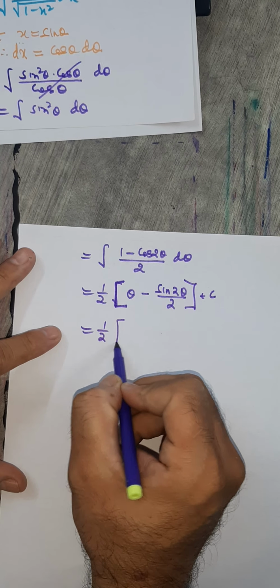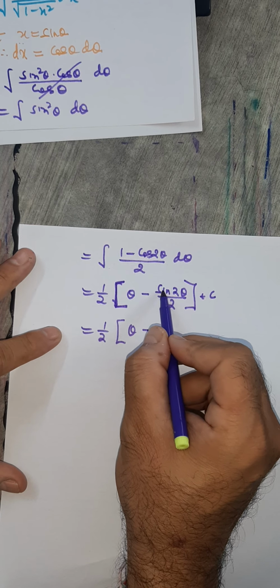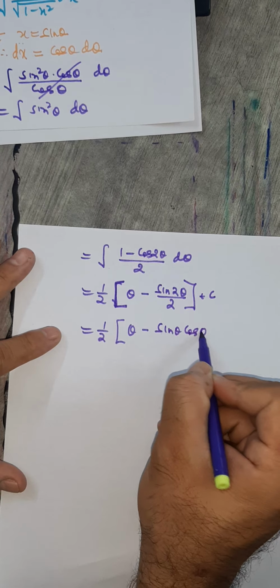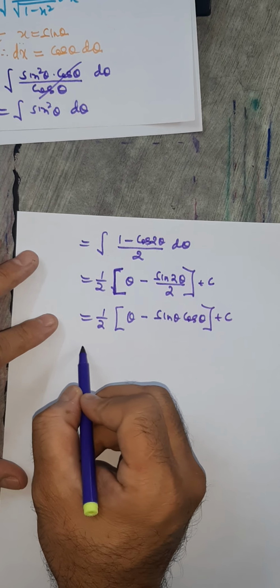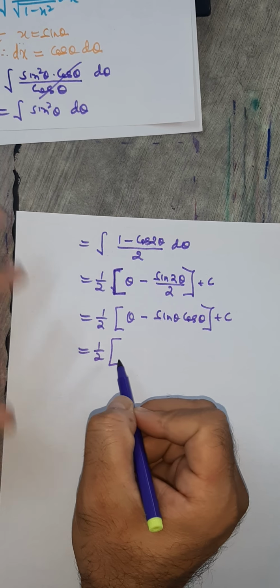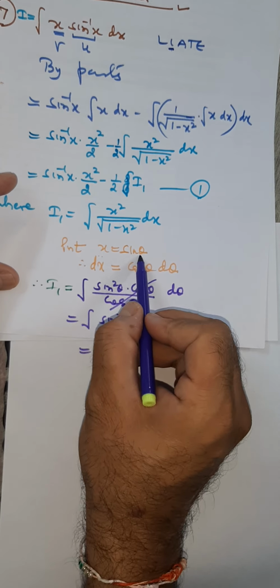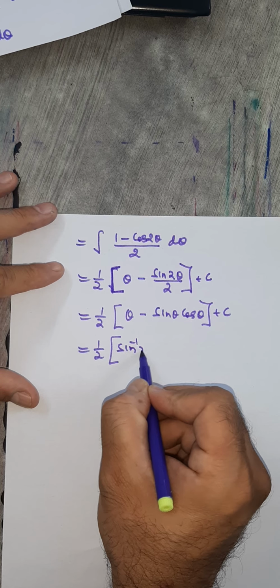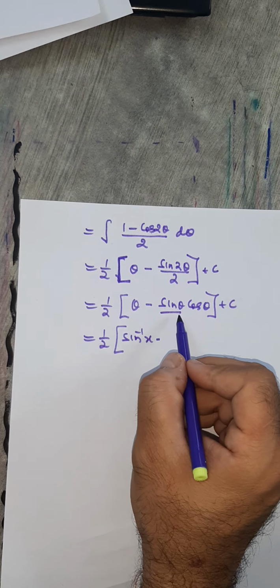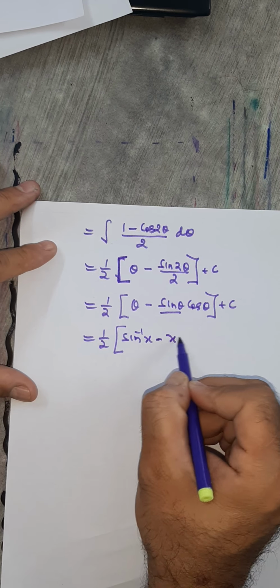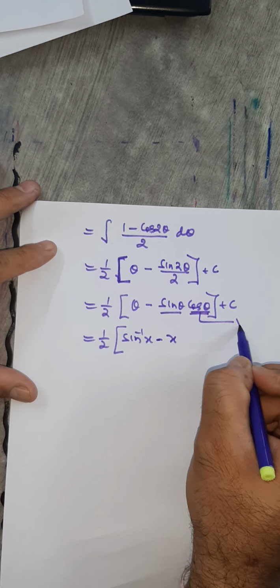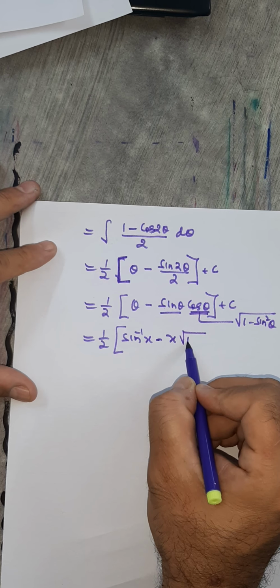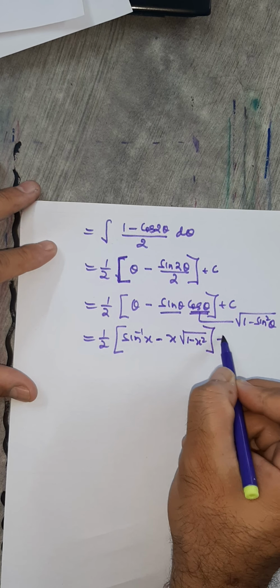1 by 2. Here you can use 2 sine theta cos theta. 2 will get cancelled, so just sine theta cos theta. Okay, so 1 by 2. What is theta? Go back to the substitution. What is theta from this? Sine inverse x, minus, what is sine theta? You know, x. What is cos theta? Cos theta you can write as root 1 minus sine square. So this is root 1 minus x squared plus c.